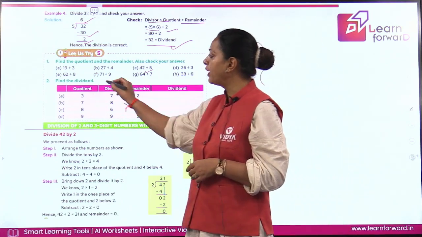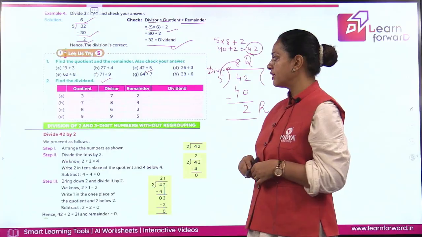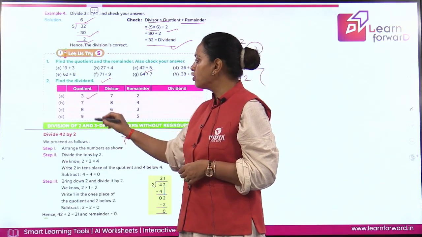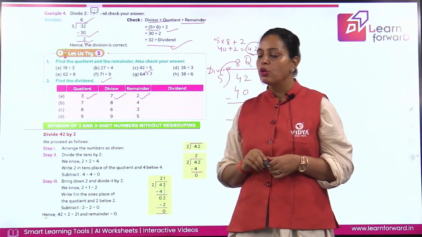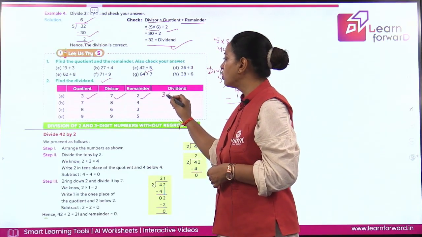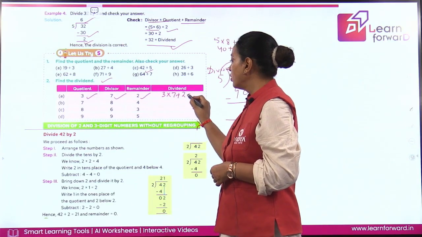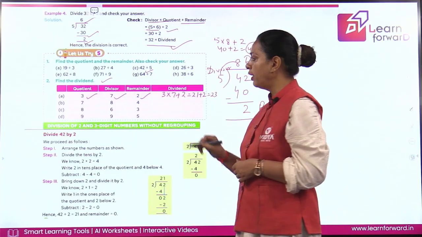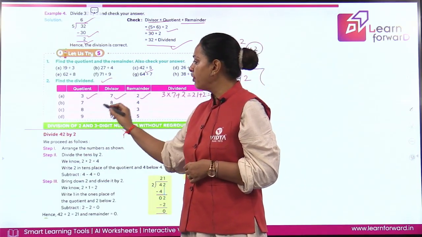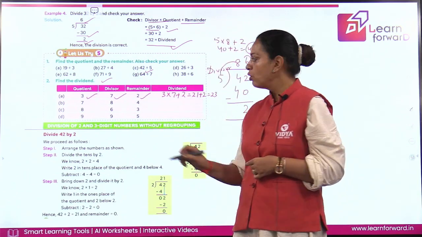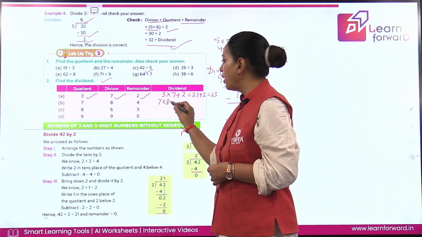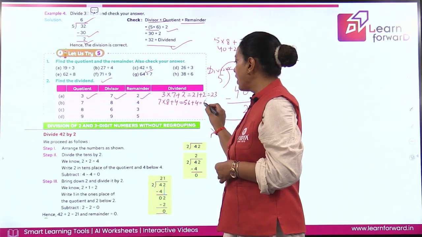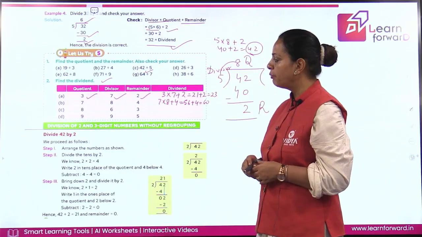Now the second one, find the dividend. Here quotient, divisor and remainder is given. You have to find the dividend. Very interesting. Like A part, quotient is 3, divisor is 7, remainder is 2. So what is the dividend? 3 into 7 plus 2. So 21 plus 2, 23. Okay. Like B part, quotient 7, divisor 8, remainder is 4. So 7 into 8 plus 4, 56 plus 4, answer is 60. I hope these are clear to you. You can try remaining parts.